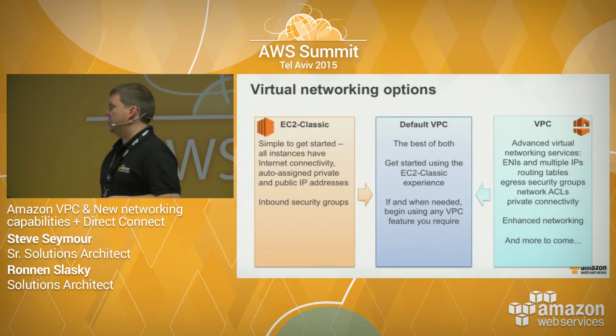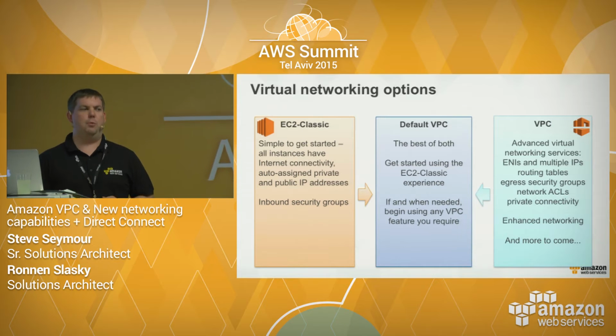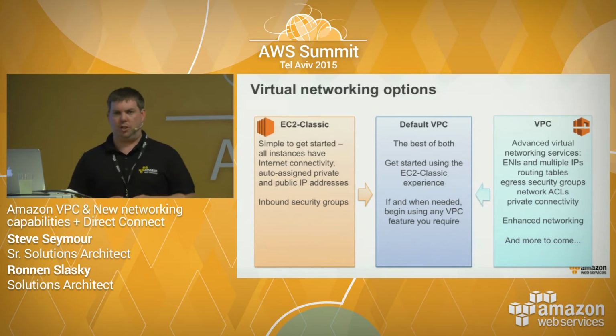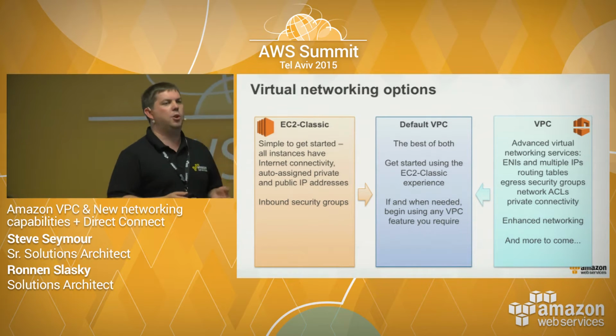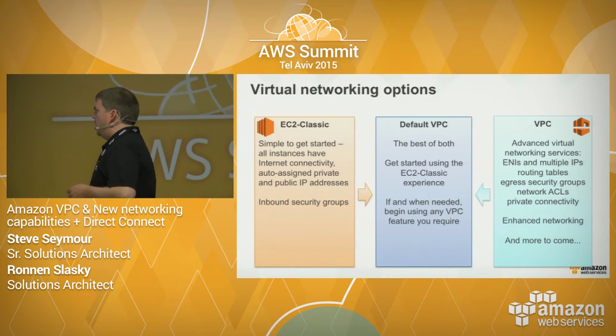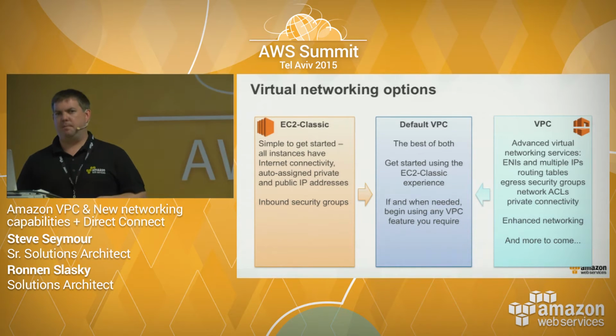But we heard from customers that actually we'd like a few more features. We'd like things like multiple network interfaces, multiple secondary IP addresses, enhanced networking, network ACLs, so other security controls around the networking environment inside AWS. So in 2009, we then launched VPC, and that gave you all of these features.